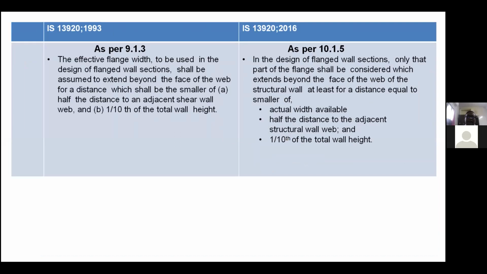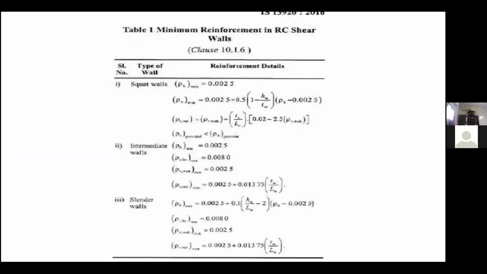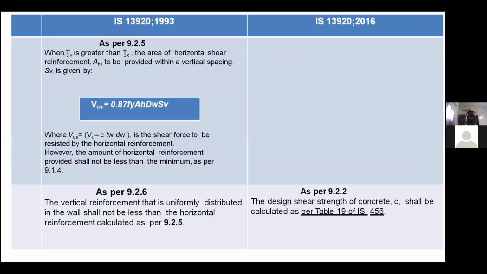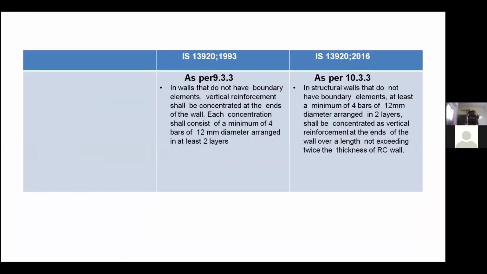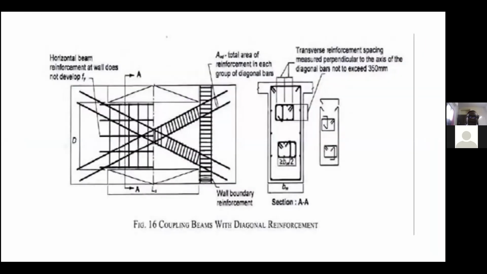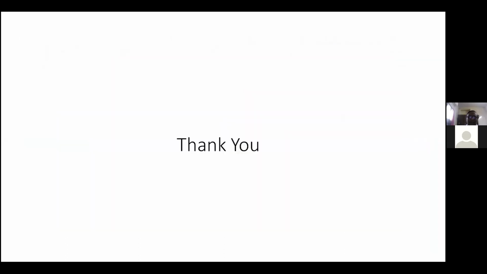The latest code is IS 13920 2016. How to detail walls, what is the minimum reinforcement, everything has been changed for better practice, based on recent occurrences of earthquakes and research output. The 13920 code was revised, and various guidelines are given in the 13920 2016 code. Various classes are given, and how to detail them is also there.